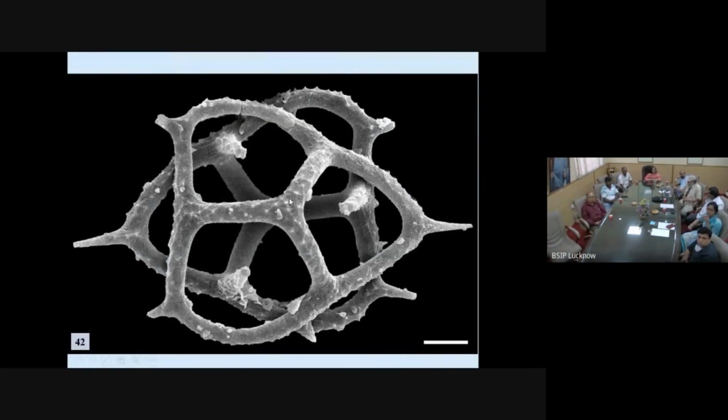So this is my favorite photograph of a silicoflagellate. I understand that copies of some of my papers have been passed out. If anybody has any questions about anything that I've been talking about. Thank you.